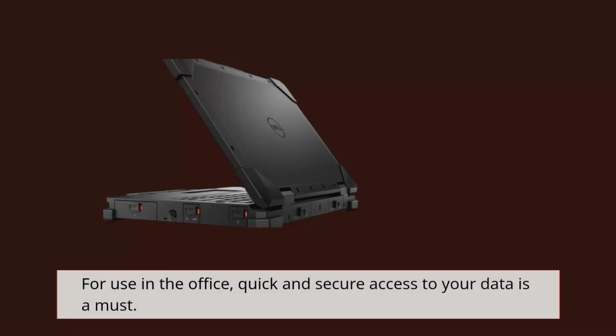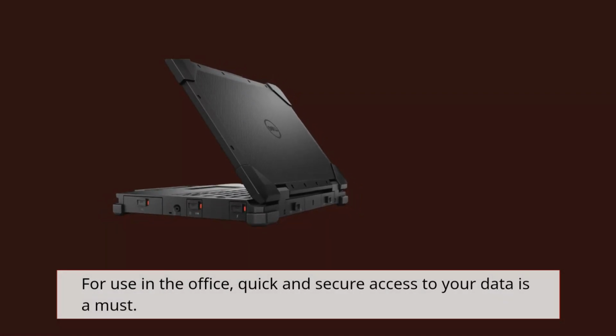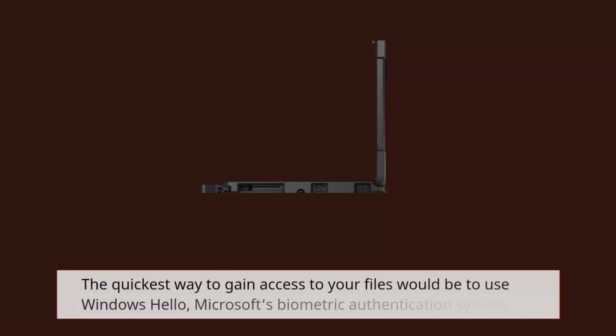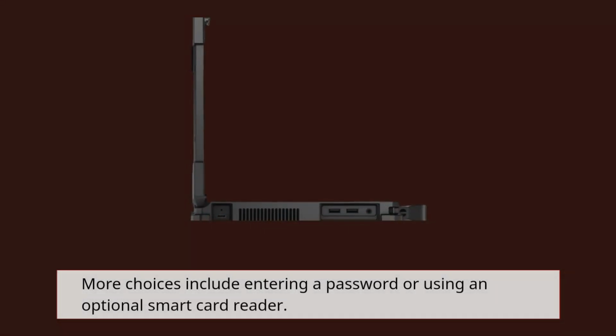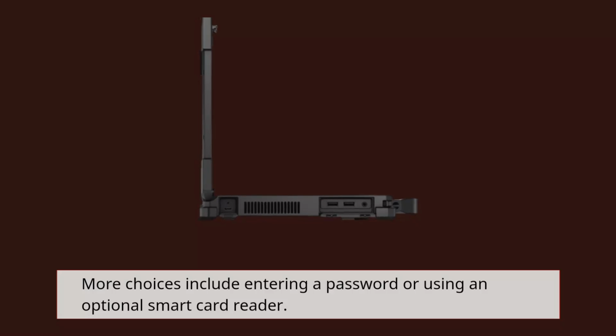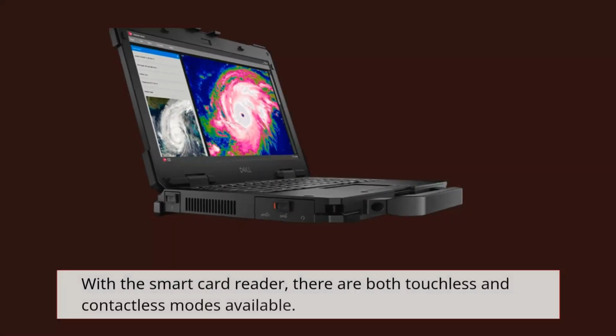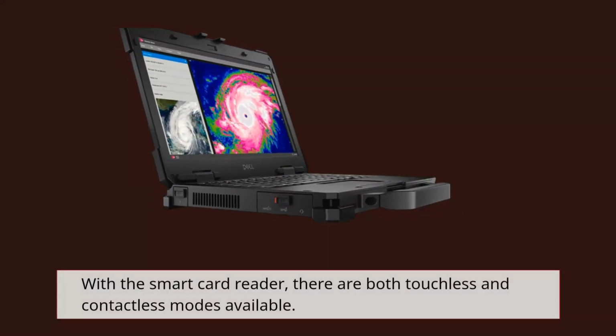For use in the office, quick and secure access to your data is a must. The quickest way to gain access to your files would be to use Windows Hello, Microsoft's biometric authentication system. More choices include entering a password or using an optional smart card reader. With the smart card reader, there are both touchless and contactless modes available.